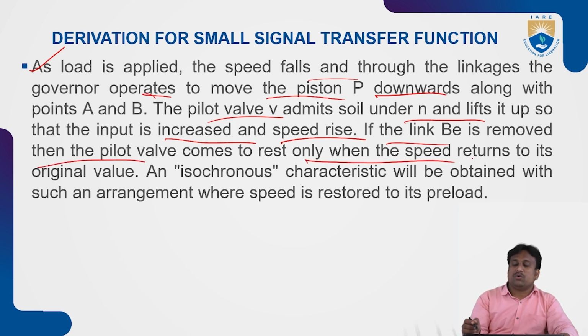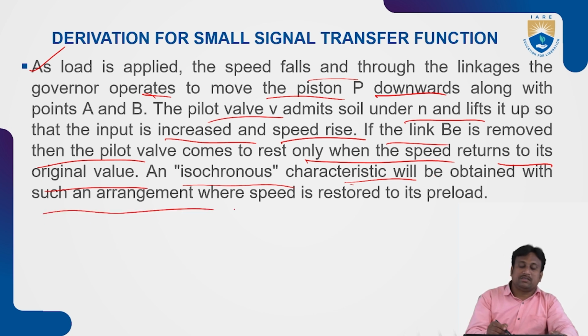If the link B is removed, then the pilot valve comes to rest. Then only when the speed returns to its original value will an isochronous characteristic be obtained. So with certain conditions of the arrangement, speed is restored to its preloaded condition.